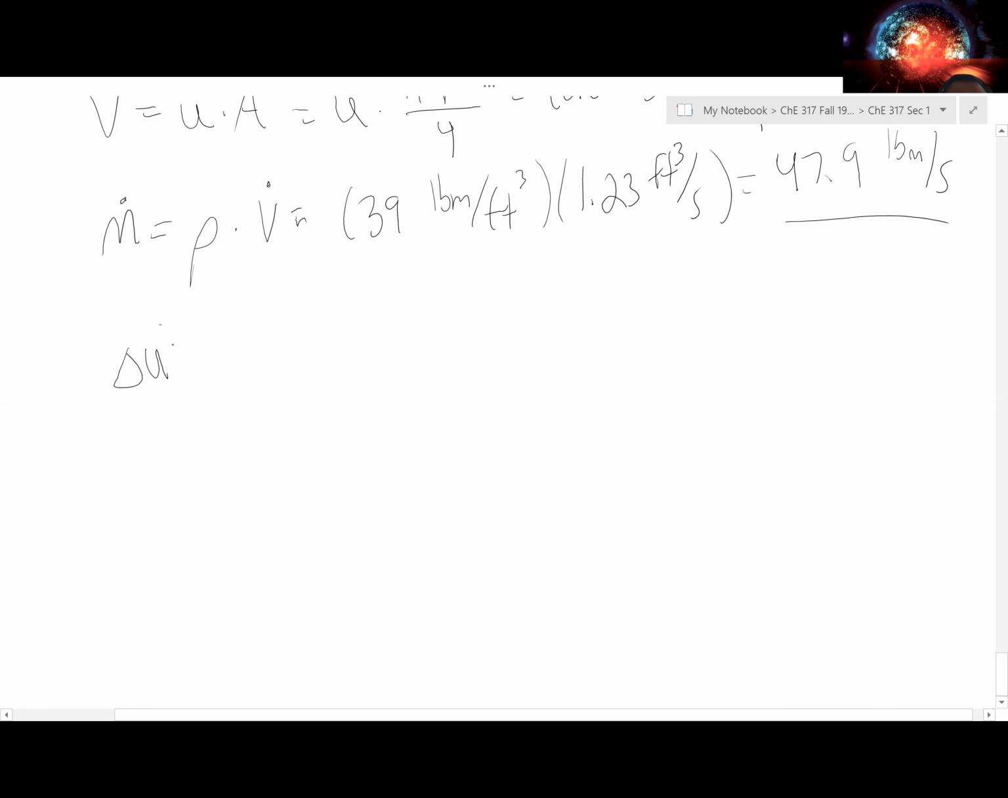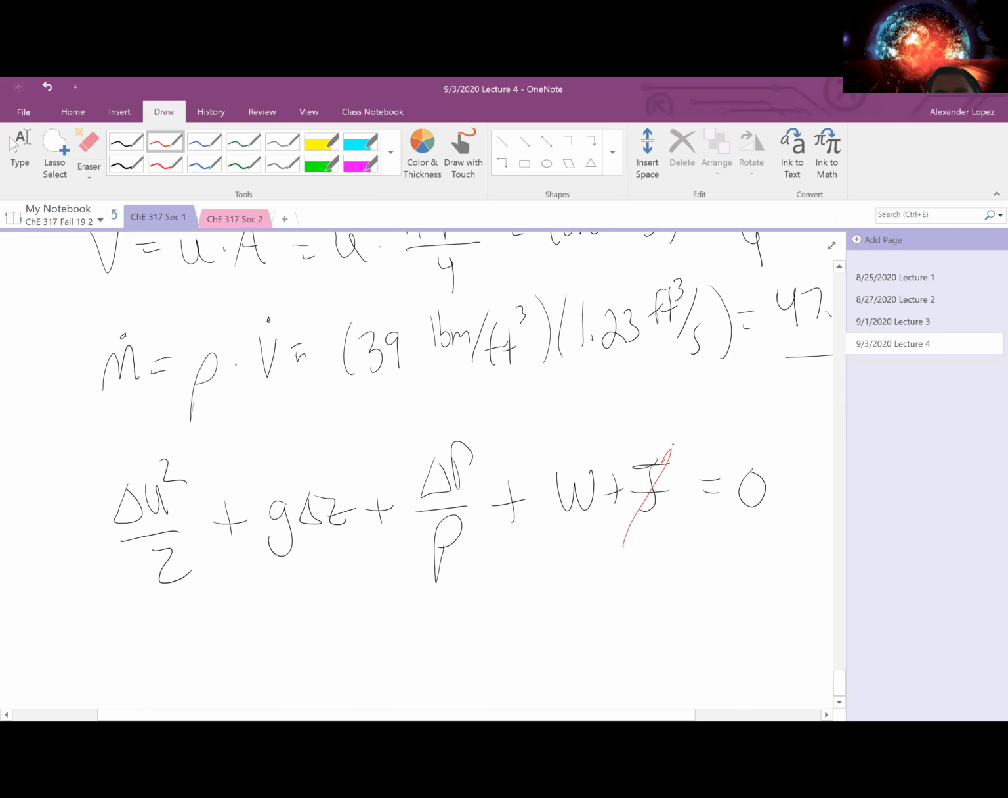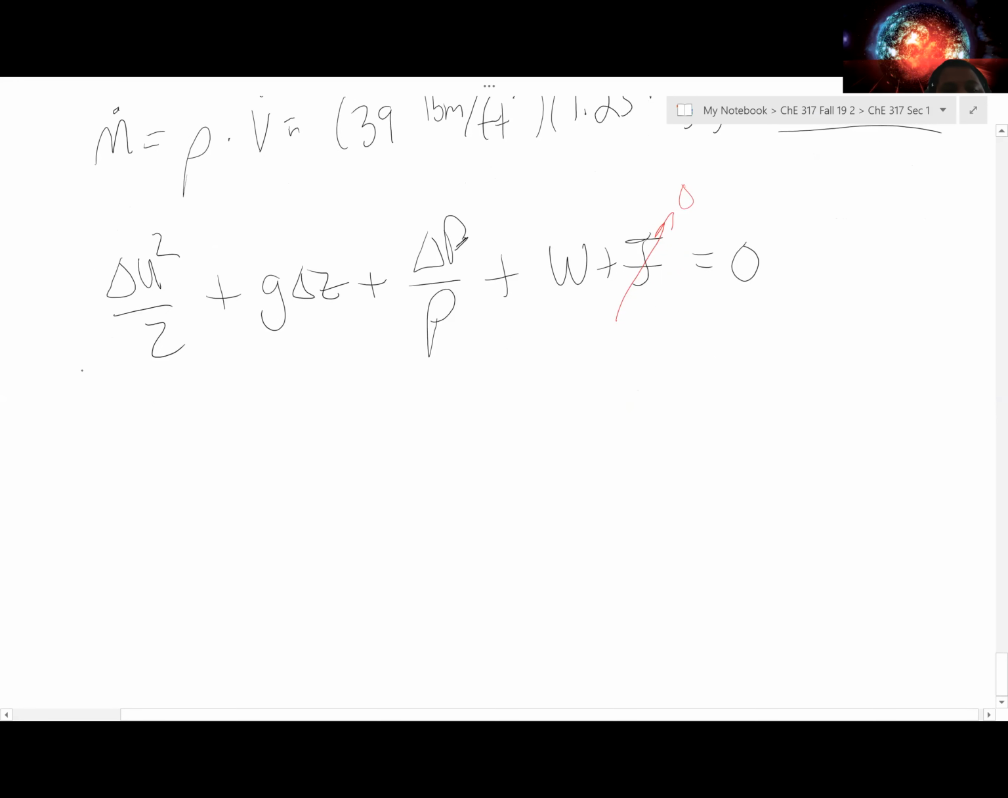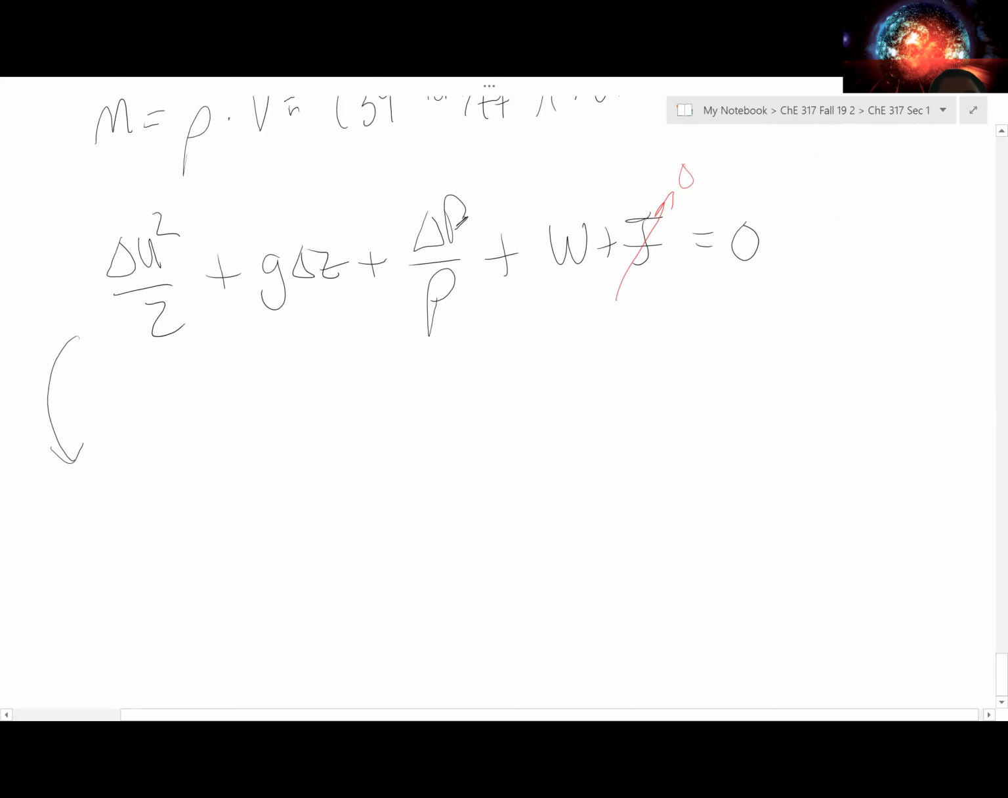So I have delta U squared over 2 plus g delta z plus delta P over rho plus work plus friction equals 0. Now in this problem, for now, I'm going to assume that there's no friction. There is going to be work because I've got a pump involved. And so that's the only real assumption I can make in this system. So at this point, what I like to do is bring out each term in the expression and identify if there's any additional values that I can neglect.